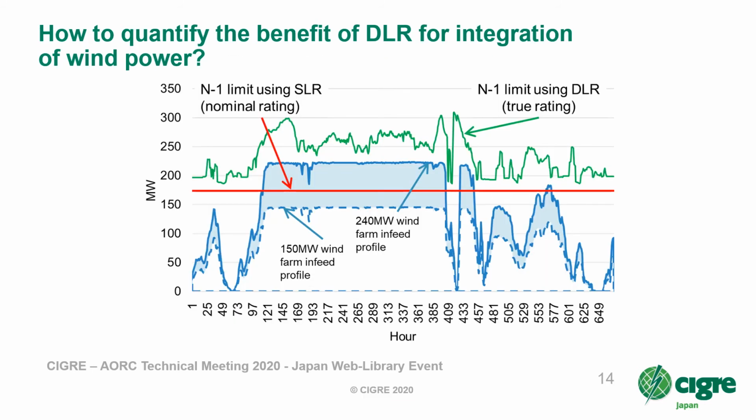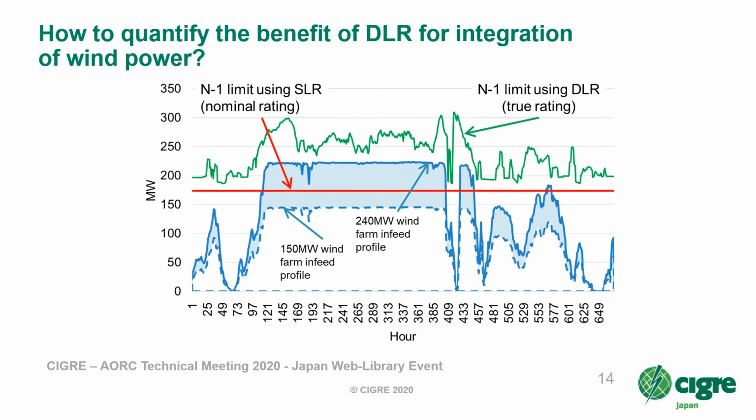How can we quantify the benefit of dynamic line rating specifically for wind integration? To help visualize this, here's an illustrative example. For our 150 kV double circuit line, the N-1 limit based on static line rating is shown as the horizontal red line at 170 megawatts. Normally, wind connection would be limited to this hosting capacity. So for example, a 150 megawatt wind farm can connect right away, but if you want to increase the size to 240 megawatts, you will have to wait a few years until the grid is reinforced.